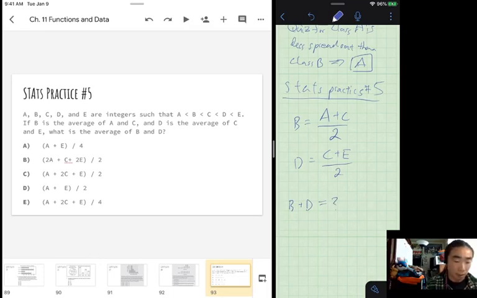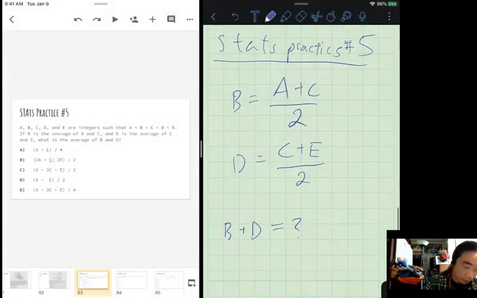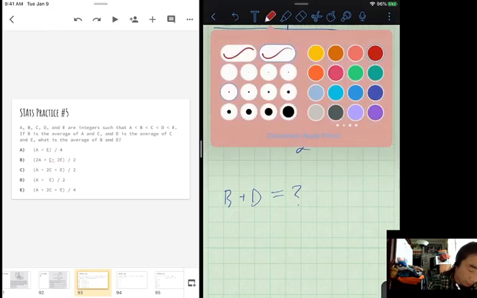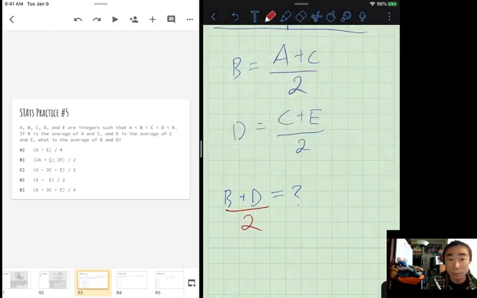So once we make that substitution, over here, B plus D, the average. So you can substitute, and don't forget this part, because I'll write it in red. When we do average, the sum of B and D is not going to be enough. Since there's two numbers here, you have to divide by 2. So then this becomes A plus C over 2 plus C plus E over 2, all divided by 2.